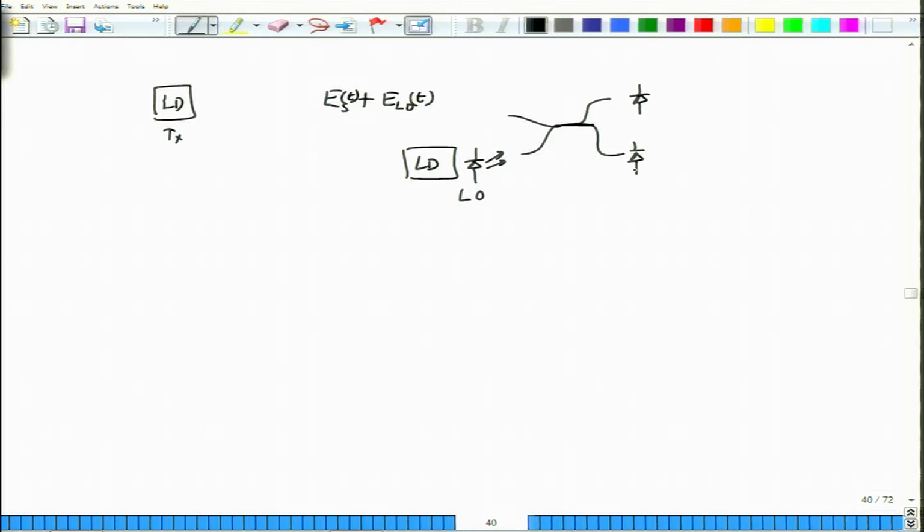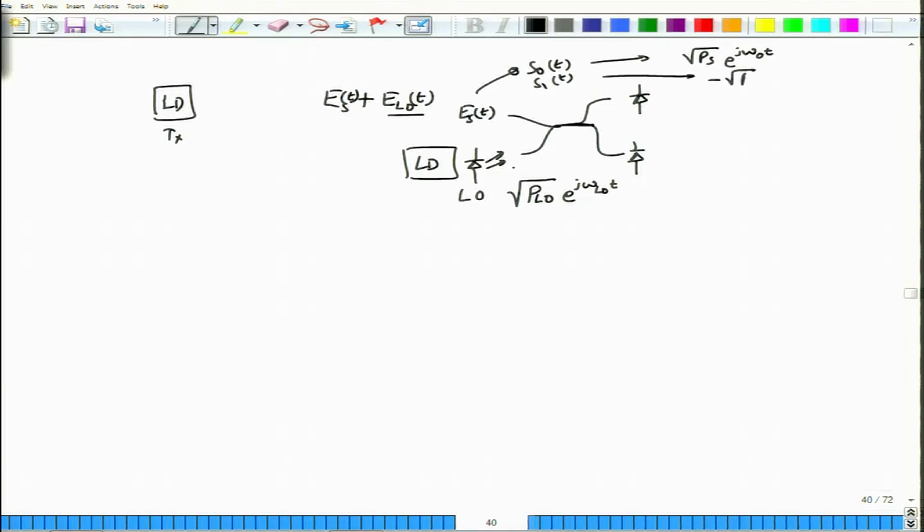Okay, right. So on this branch what I have here is the received signal Es of t, which of course could be either S0 of t or S1 of t depending on what you have transmitted. But here what I have is the local oscillator signal, which I have referred to as ELO of t. This is the electric field. So in terms of your powers, you can write this as square root PLO e power j omega LO t. Now Es of t also we will rewrite as square root of Ps e power j omega 0 t, or for E1 we will write it as minus square root Ps e power j omega 0 t. Okay. Now we are ready to look at what exactly is happening with this kind of a receiver.